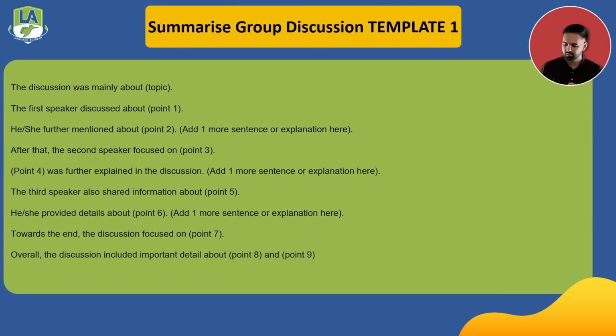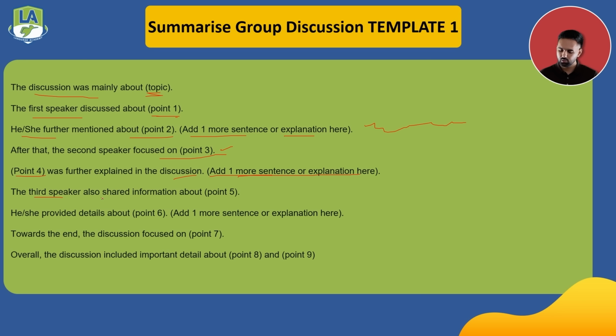So you always start, the discussion was mainly about the topic. The first speaker discussed about whatever point you have. He further mentioned about the second point. If you can easily add another sentence over here, like you can say, he also elaborated, he provided details, furthermore he told about. After that, the second speaker focused on one point. Dash was also explained in the discussion, or you can just say he also discussed, and then point number 4. Add another point, and then we'll move on to the third speaker.